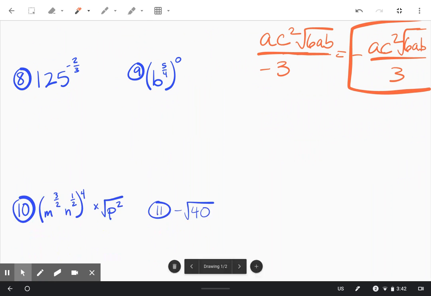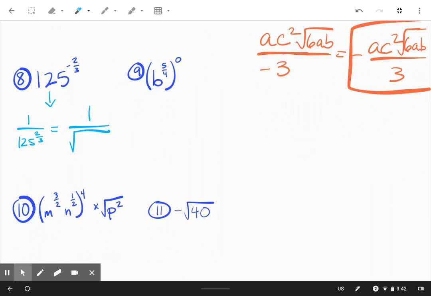Number 8. Again, we have a negative root. So I need to do some work here. I need to change this to be 1 over 125 to the 2/3 power. This can be rewritten as 125 squared with a cube root of 3. We know that the cube root of 125 is 5. So this can be rewritten as 5 squared, which is 1 over 25. And that's it right there.